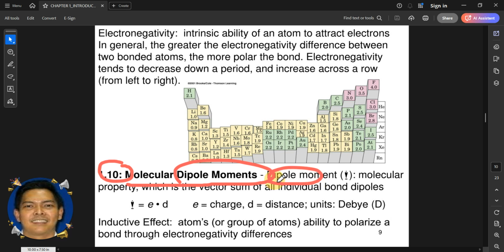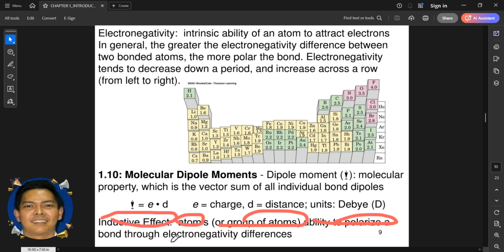So subtopic 1.10, molecular dipole moment. The dipole moment, okay, is a molecular property, the vector sum of all individual bond dipoles. You can see here this is the dipole moment, representing the charge here, and d is the distance. So the dipole moment is the charge multiplied by the distance. The unit is the debye. Inductive effect: an atom or group of atoms' ability to polarize a bond through electronegativity difference is known as the inductive effect.